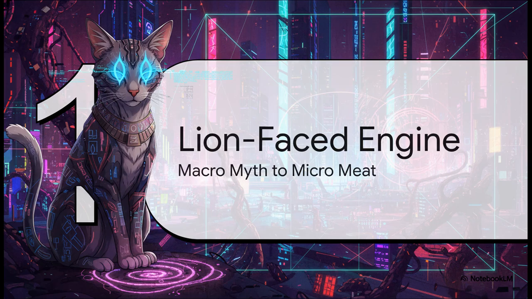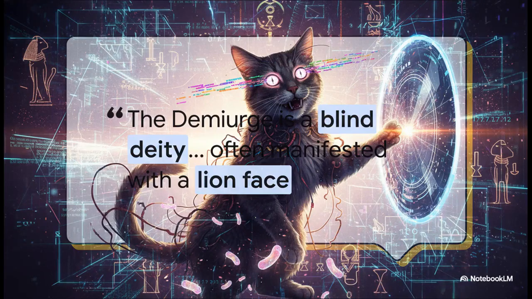Section 1. The lion-faced rendering engine, translating macro myth to micro meat. In Gnostic cosmology, the material world is run by the demiurge, known as Yaldabaoth. He's the local renderer of the 3D world. He's boastful, he demands worship, and he is laser-focused on his own local sovereignty. And, crucially, the ancient texts say he manifests with a lion face. The framework we are exploring today posits that this description perfectly matches the domestic cat.